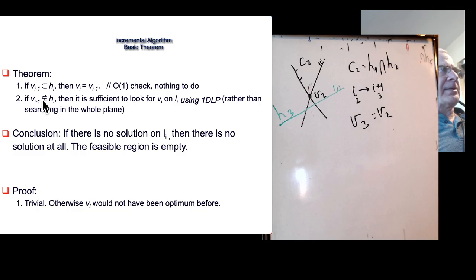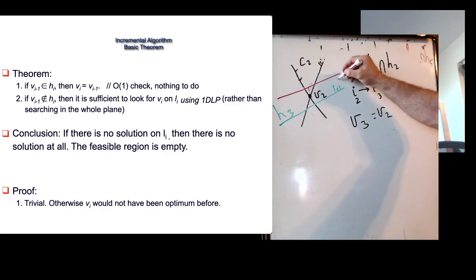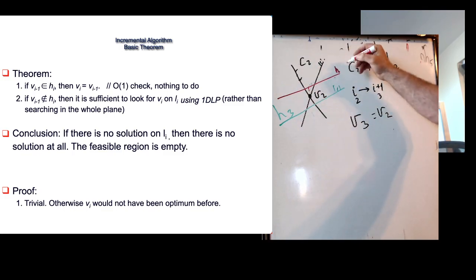The second part is less obvious. If v_{i-1}, the old optimum solution, violates H_i, is not in H_i. Let's see an example. Here is H4.